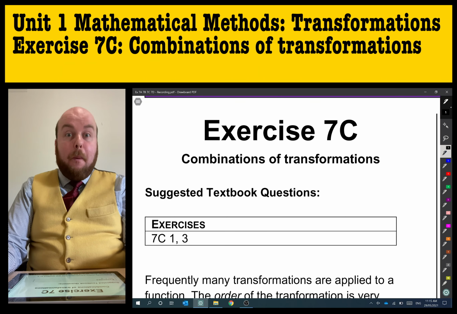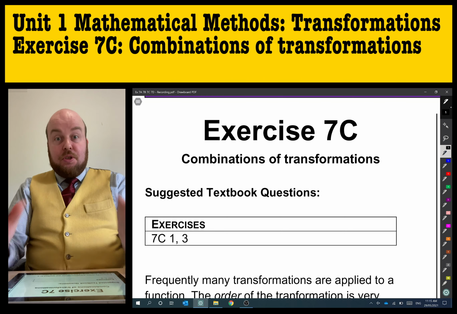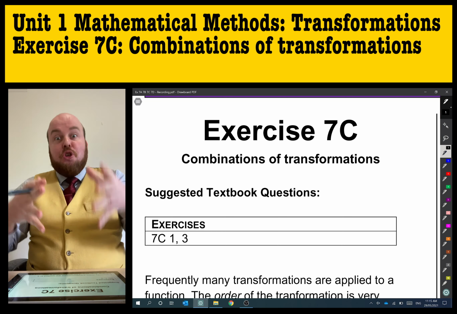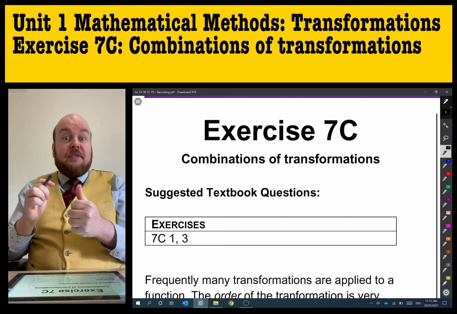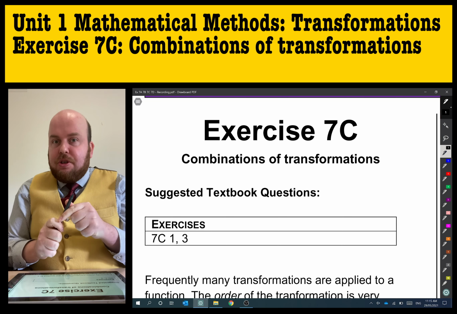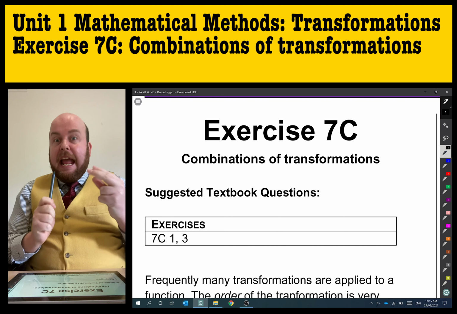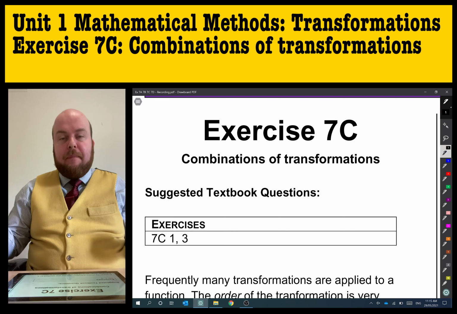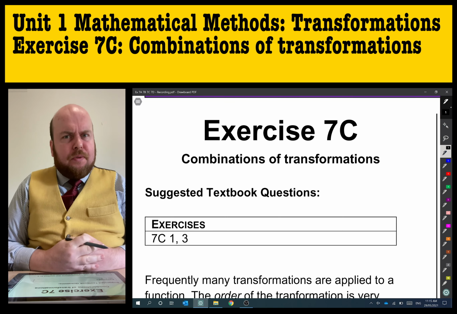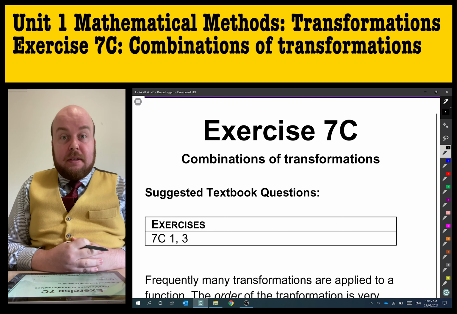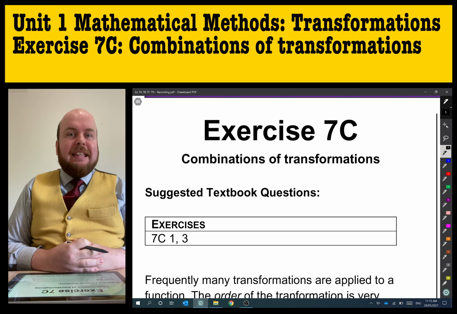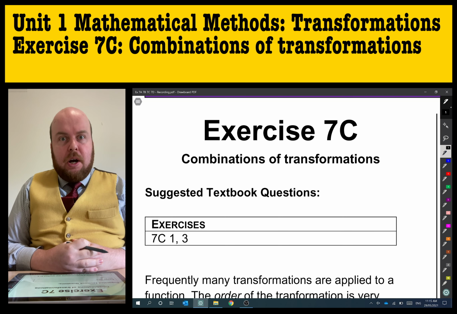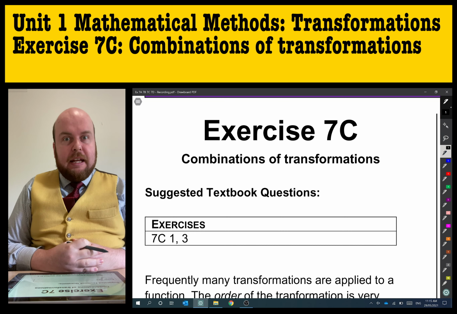Exercise 7C, combinations of transformations. So now we need to work out what the new image of these equations is when we've done both translations, dilations, and, well, I said both, maybe all three reflections as well. Again, what will be very useful is to do a systematic process, because often the order of the transformations can affect what the final answer will be.